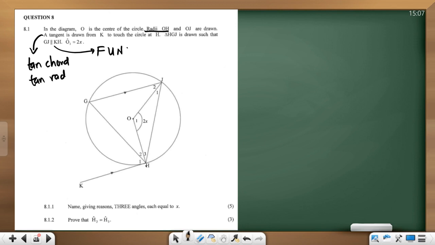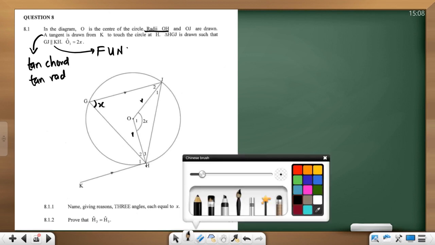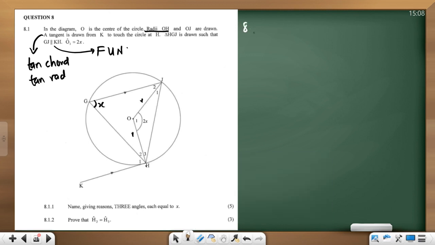Lovely. Can I say G is equal to X? You know that already. I told you, when they give you radii, angle at the center is 2 times angle at the circumference. 8.1.1, angle G equals X, because angle at center is equal to 2 times angle at circumference. I hope you paused the video, I forgot to tell you. Pause the video and answer the rest of the questions, then play it back to make sure you are good.